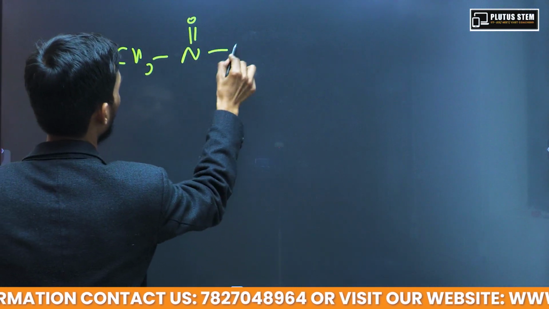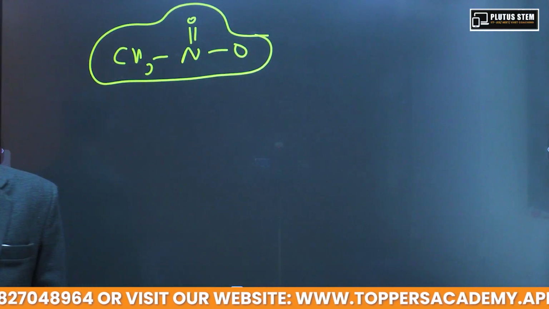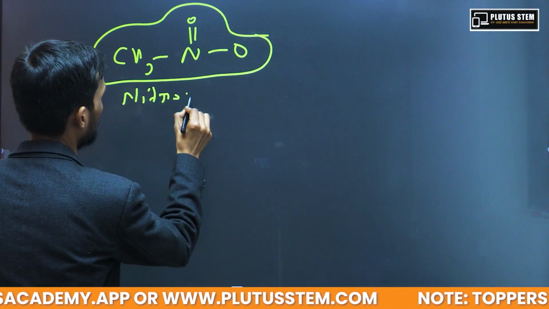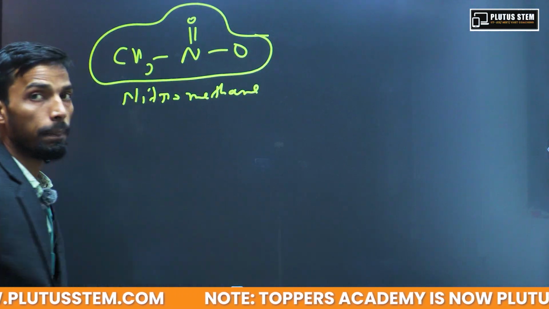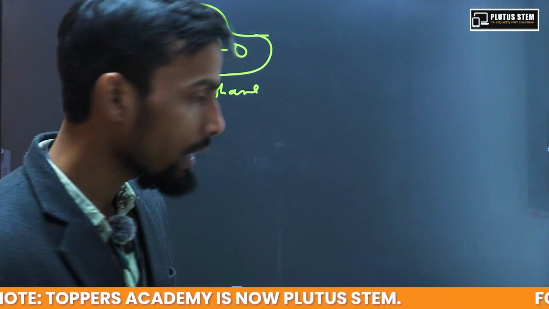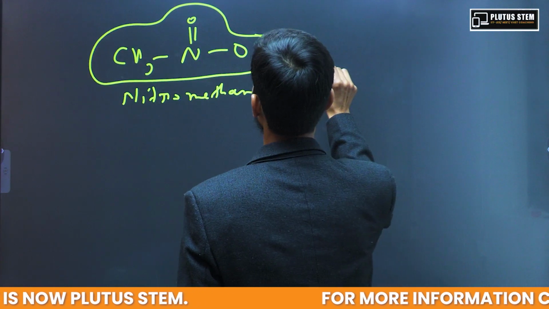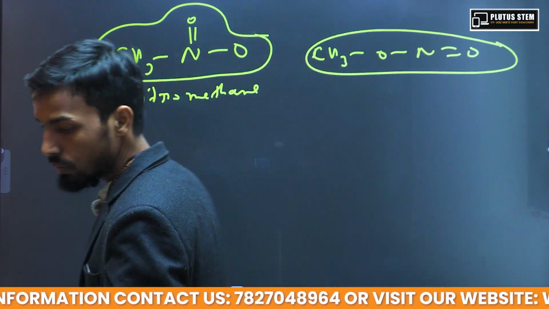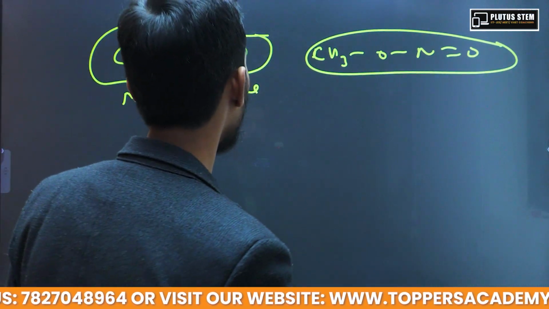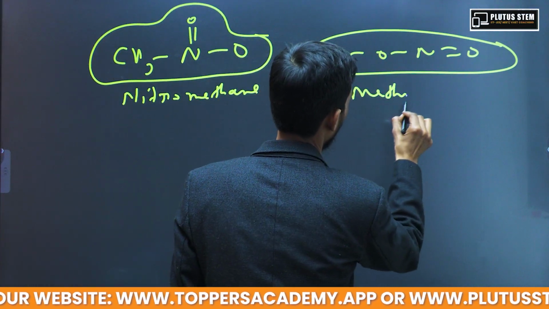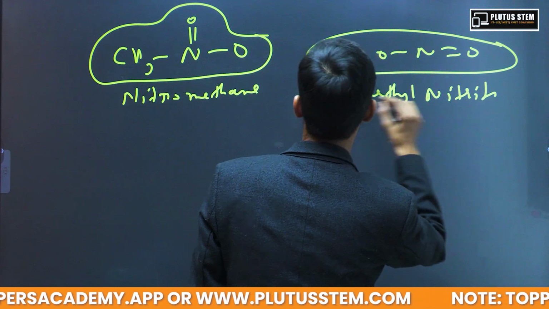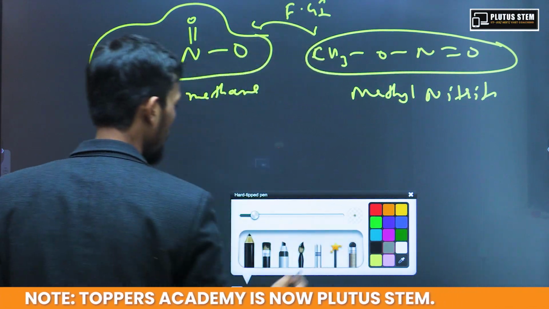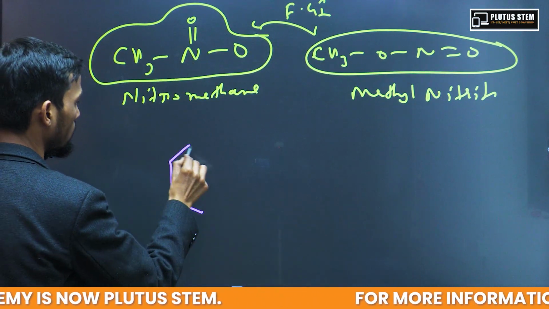CH3 and N double bond O, O. What is the name of this compound? Nitromethane. This compound is nitromethane. And if we change to CH3O and N double bond O, this will be methyl nitrite. So these two are also functional group isomers. A very interesting example I am going to show over here.